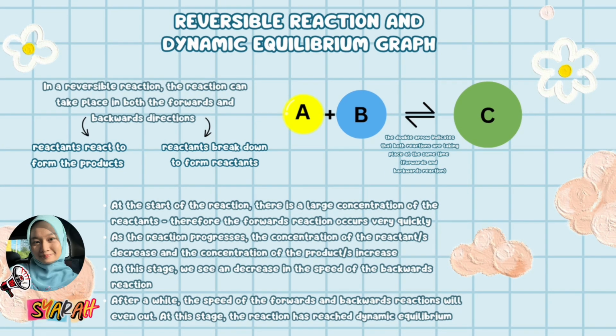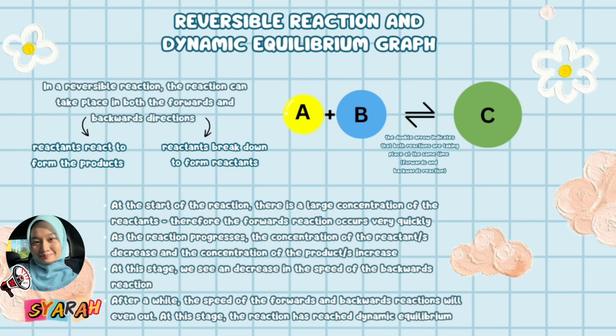On this slide, I'm going to explain about reversible reactions and dynamic equilibrium. A reversible reaction is a reaction that can occur in both directions, the forward and the backward reaction. As shown in the equation A plus B reversible to C, the double arrow means that the reactant can form into products, and at the same time, the products can break down to reform the reactants.